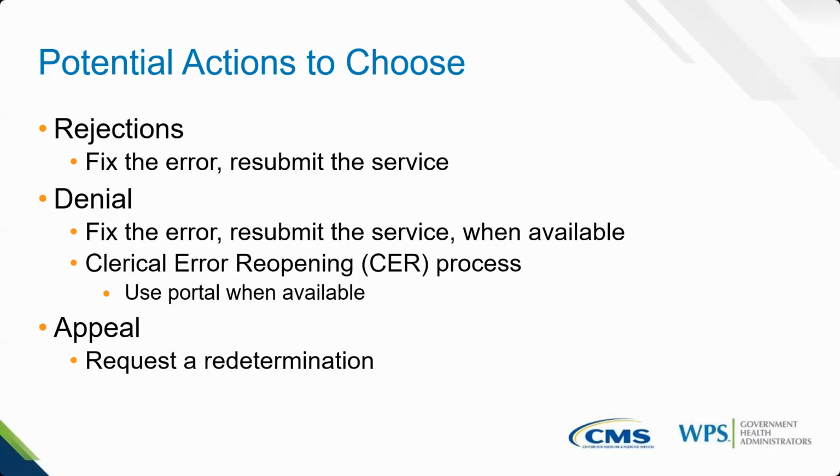CMS defines clerical errors, including minor errors or omissions, as human or mechanical errors. I'll talk more about that process later in this webinar. Another action to consider is an appeal. The remittance advice will provide appeal rights when they are available, and I'll discuss appeals a bit later also in this webinar. Registered users of our transactional portal can render a clerical error reopening or request an appeal using the transactional portal that's available from our website.